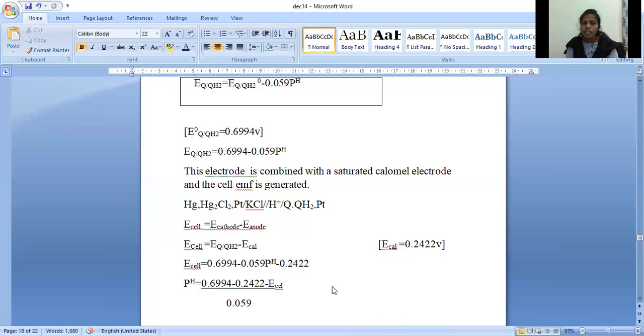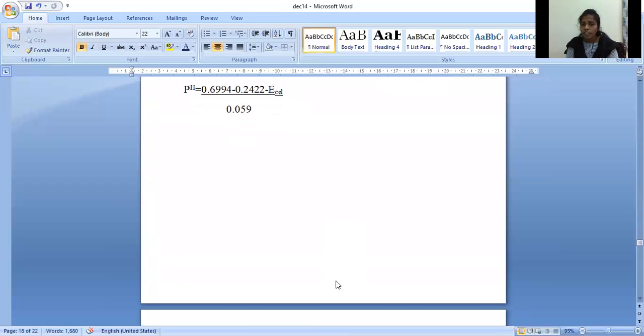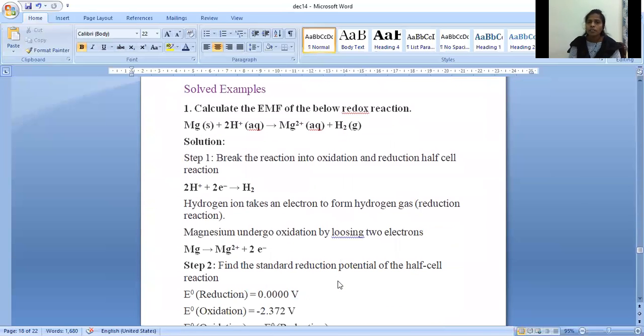So now let us see the numericals of EMF. Calculate the EMF of the below redox reaction. So this is the cell reaction. Now you need to find the EMF, that is electromotive force. EMF is nothing but E cathode minus E anode. So now let us break the reaction to write the reduction and oxidation reactions. Here Mg converts to Mg2+, and 2H+ converts to H2.